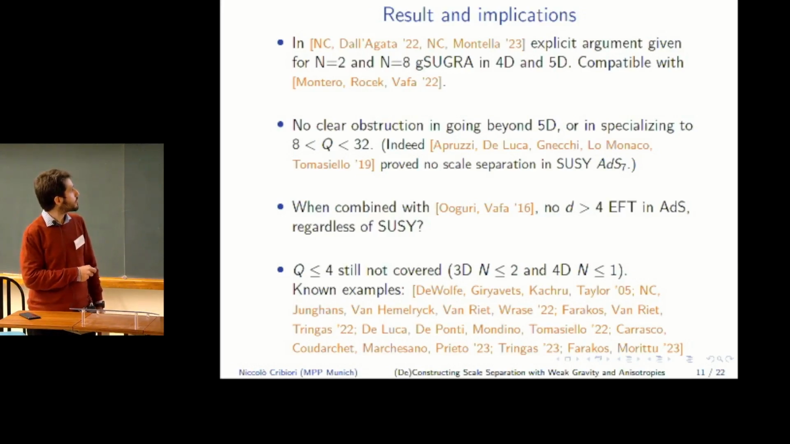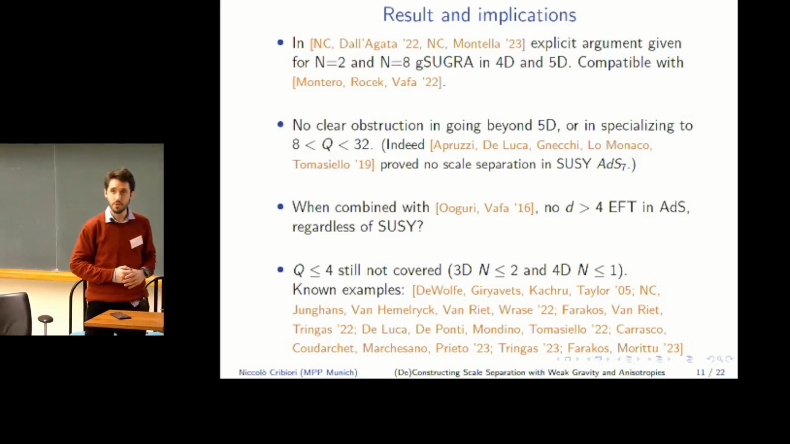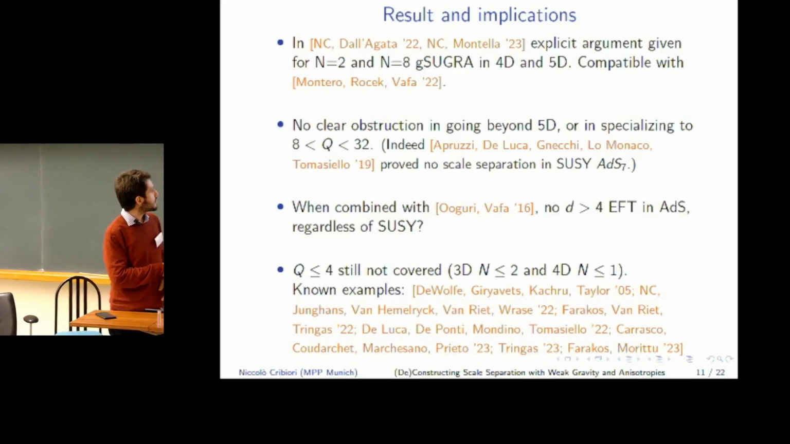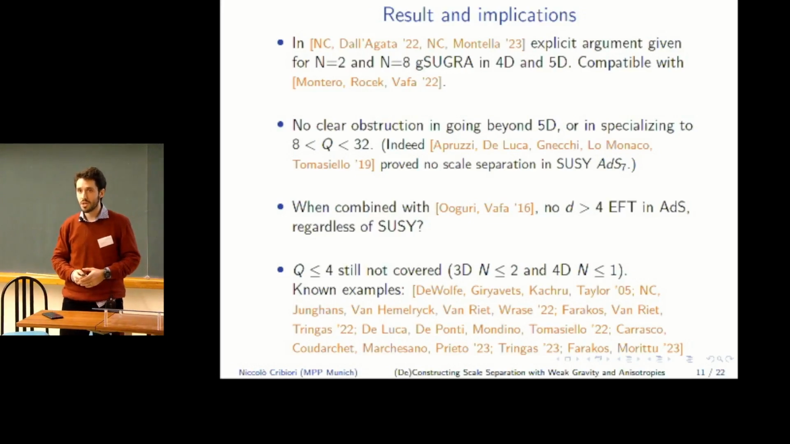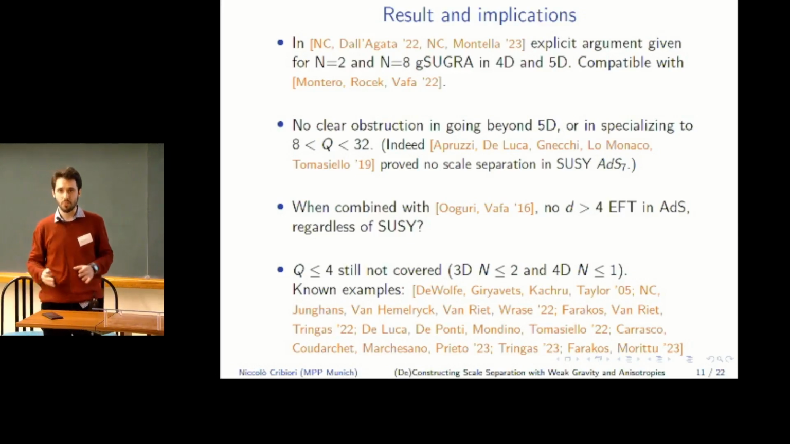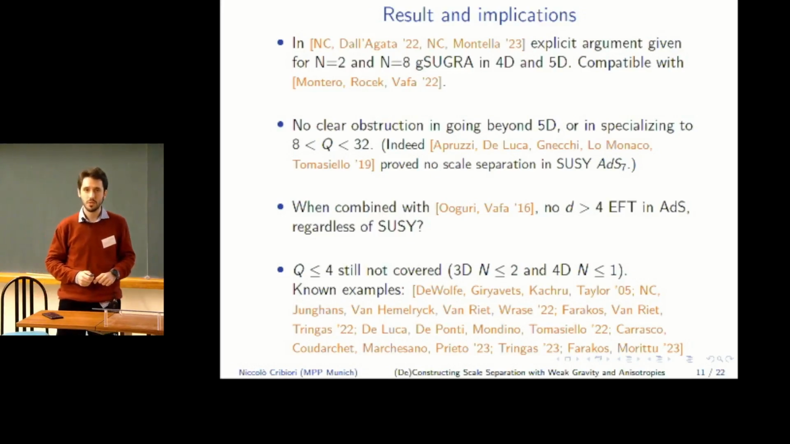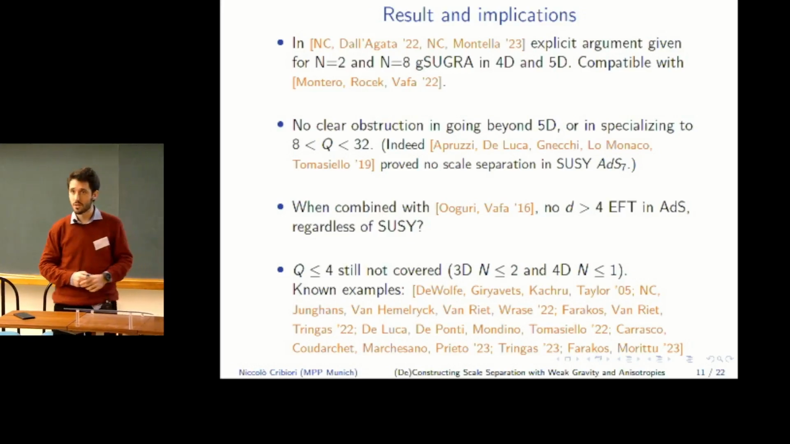So what we learn from this is that the only window which is still not covered, where scale separation seems to be possible with respect to this logic, is the case in which we have only 4 or fewer supercharges, meaning 4d N=1 or, for example, 3d N=2 or less. And indeed, all known examples in the literature, in string compactifications, are in this window. There are no other examples known, as far as I'm aware, in other regions.